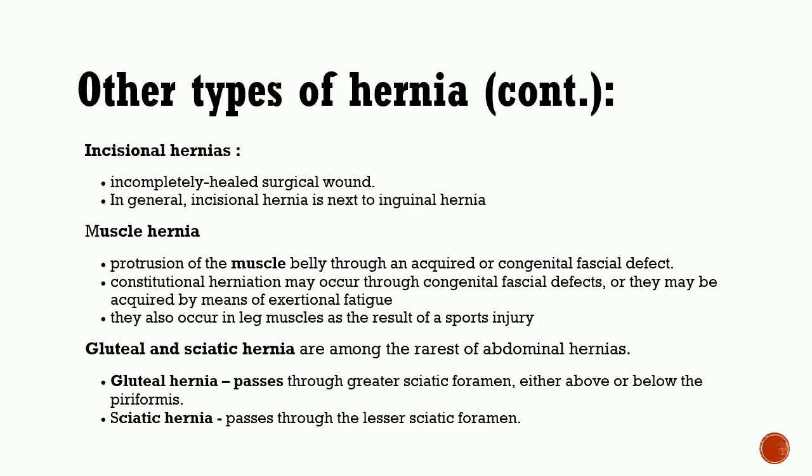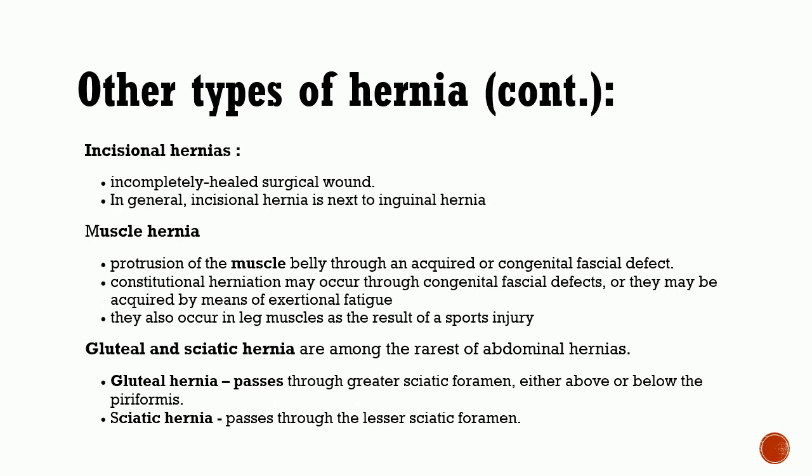Muscle hernia is defined as a protrusion of the muscle belly through an acquired or congenital fascial defect. Muscle herniation may occur through congenital fascial defects, or they may be acquired by means of exertional fatigue. They also occur in leg muscles as the result of a sports injury.